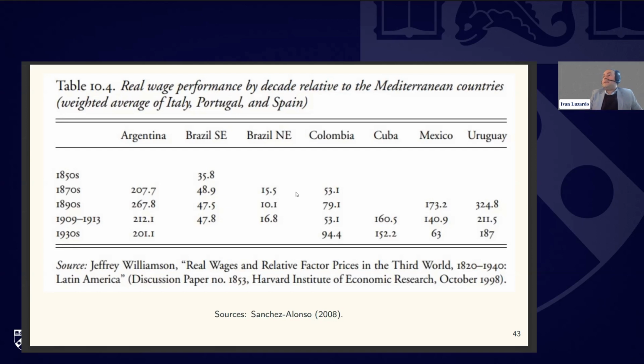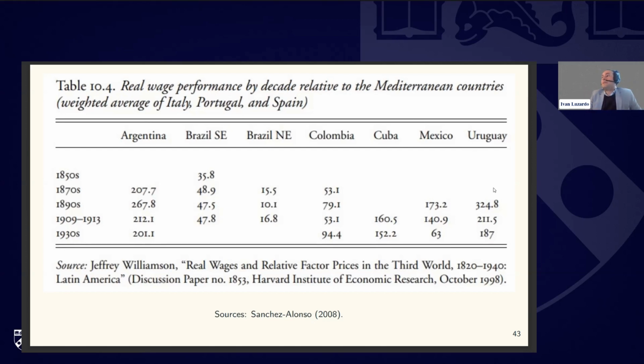So what we have in this table is essentially the wage gap between an average of Italy, Portugal, and Spain. If we compare that gap with the wage in Argentina, Brazil, Colombia, Cuba, Mexico, and Uruguay, what we have here is that migrants were going to Argentina, at least from the south of Europe, because they expected higher wages there.